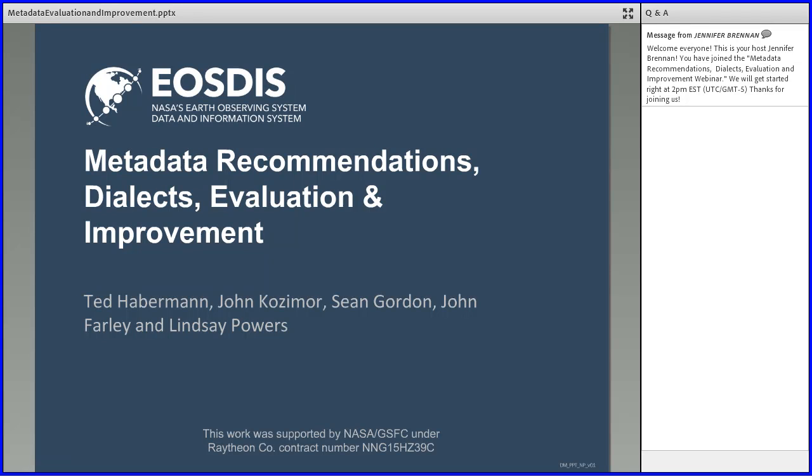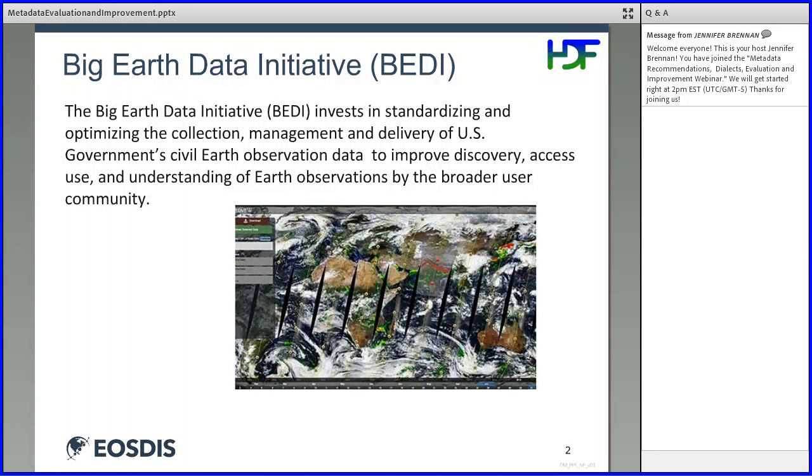I'm reporting today on some work that we've been doing as part of BEDI: Metadata Recommendations, Dialects, Evaluation, and Improvement. Some of you have heard some elements of this before. I hope that it's clarified for you, and I hope that new people enjoy it as well. As Jennifer mentioned, this is part of the Big Earthdata Initiative, the BEDI project. And BEDI is investing in standardizing and optimizing collection, management, and delivery of U.S. government civil Earth observations, to improve discovery, access, use, and understanding of these observations by the broader community.